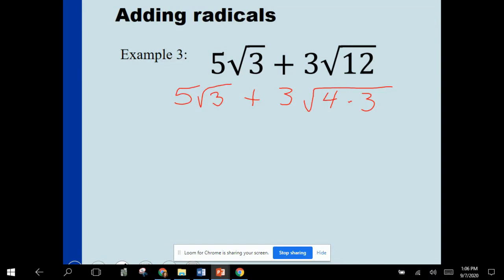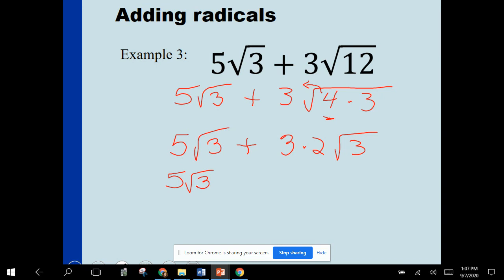So when I simplify this, remember, I'm going to take out that perfect square. So let me go ahead and bring down 5 times the square root of 3 plus, now if I get the square root of 4, that's going to be 2. So I'm going to take that out and I'm going to multiply the 3 times the 2. What does that leave in the radical? That leaves the 3 over here because that did not have a perfect square factor. So now let's simplify even further. 5 times the square root of 3 plus 3 times 2 is 6 times the square root of 3.